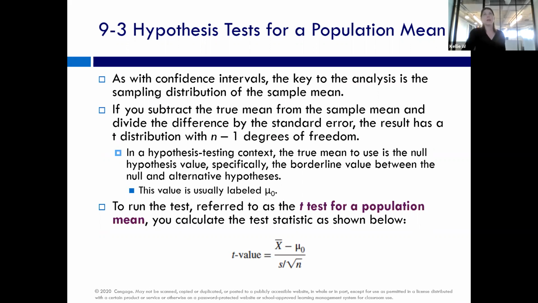Okay, so let's talk about hypothesis testing for population mean. If we subtract the true mean from the sample mean and divide the difference by the standard error, we get a t-distribution, just like we talked about last week, and it has n-1 degrees of freedom. In hypothesis testing, the true mean that we use is the null hypothesis value, and we label that mu sub 0. So to run the t-test for population mean, we would calculate the test statistic, which Excel does for us.